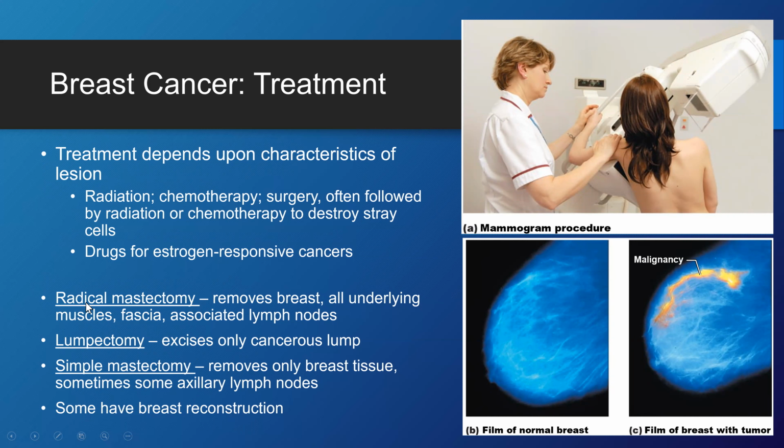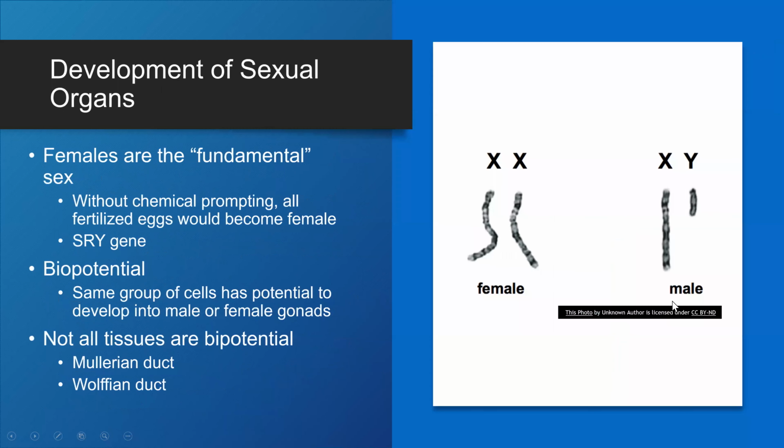Right, so is it a radical or simple mastectomy or lumpectomy? So either remove the breast or remove just the cancer with the surrounding tissue. And here we can see the mammogram being taken, and this is a film of a normal breast and a film of a breast with a tumor, which shows a malignancy.